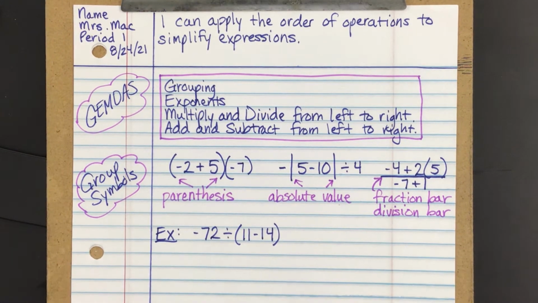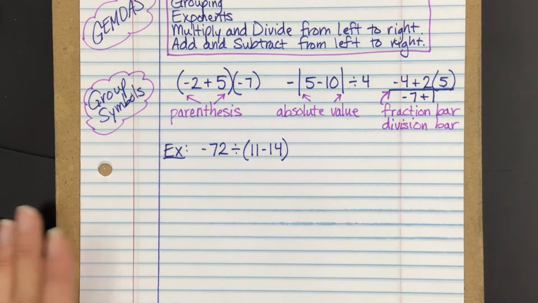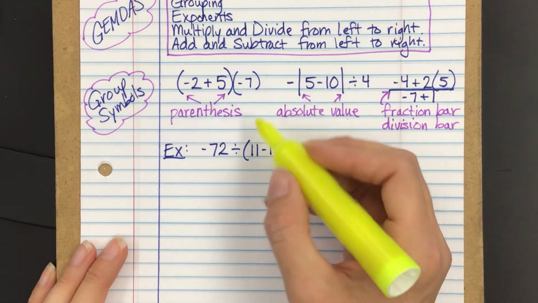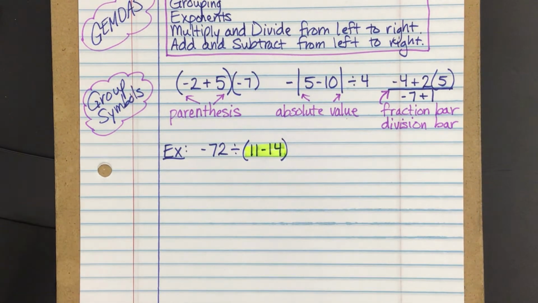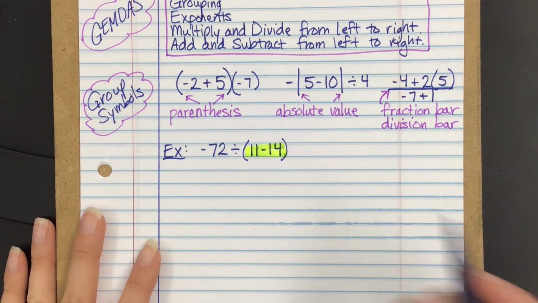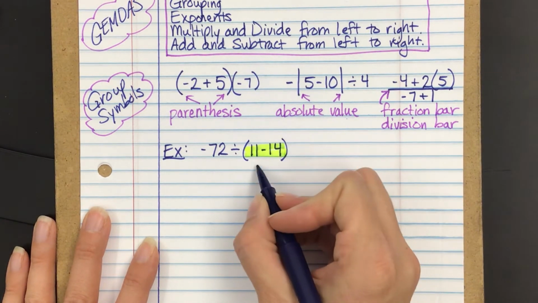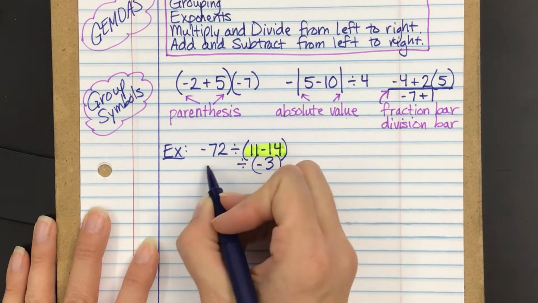Okay. So typically you would divide first, but now that we have grouping symbols in the mix, the grouping symbols trump everything. You have to simplify that grouping before you go on. Okay, so I'm going to take a look here. So because there's grouping, I'm going to simplify this portion first. Okay. So 11 minus 14 is negative 3, and I will bring everything else down.